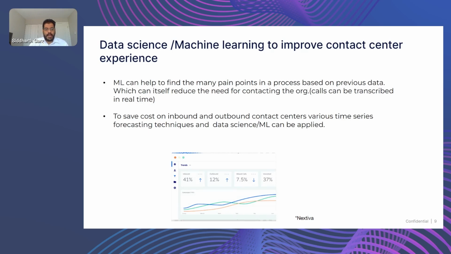So, ML, machine learning, can help to find many pain points in the process based on previous data itself. You can avoid most of the problems with customers if you have a very good machine learning strategy, because it will help you avoid most of the calls in the first place by implementing some very good strategies. To save costs for inbound and outbound call centers, we can use various forecasting techniques and machine learning techniques.